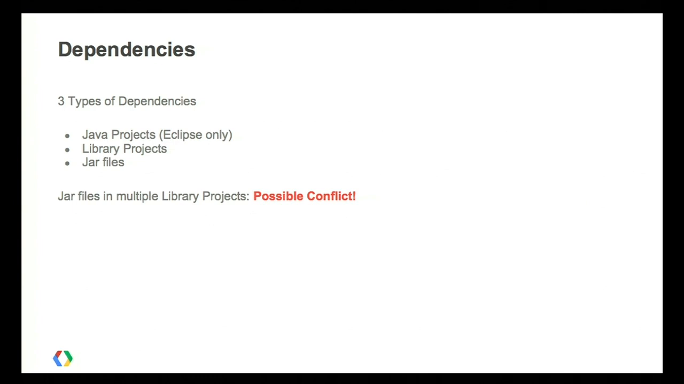And then the third one is jar files. Jar files are pretty easy, right? You go online, you find some random open source library that does what you want. You click download, you put your jar file into your project, and you're done.